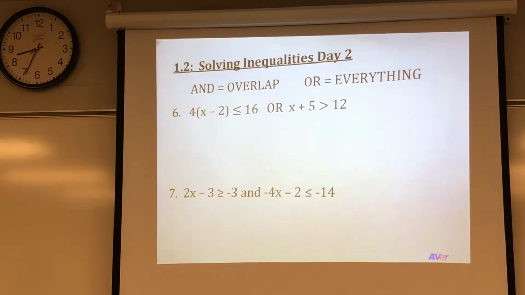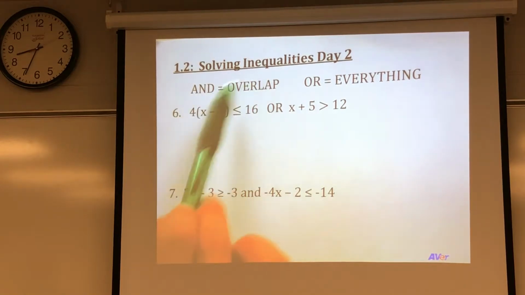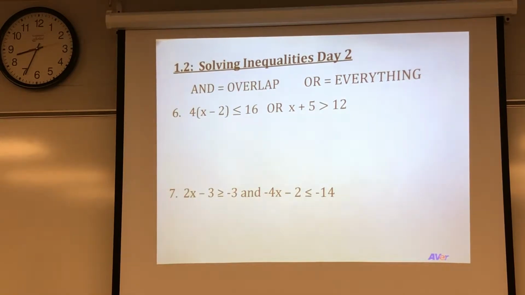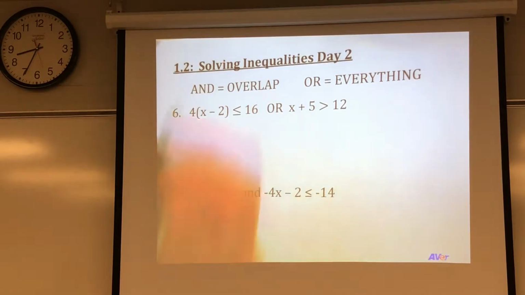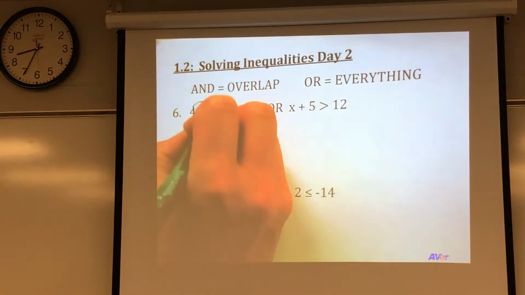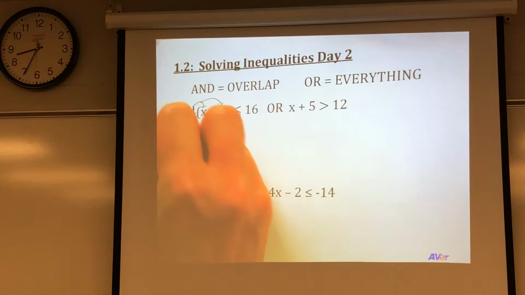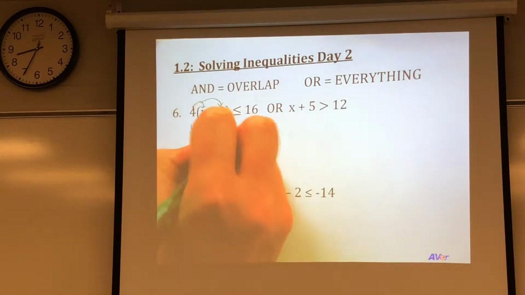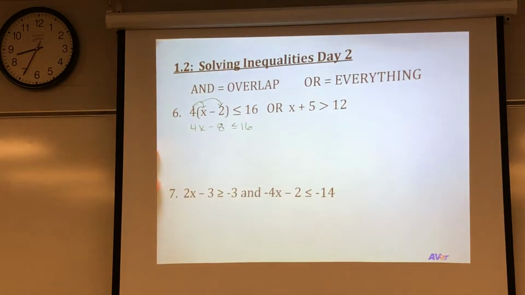If the word in the middle says and, we're looking for where the 2 inequalities overlap each other. But if it says or, we're looking for everything that is shaded. So let's take a look at number 6. We want to solve each part individually to start with. So we're going to distribute the 4. We have 4x minus 8 is less than or equal to 16.